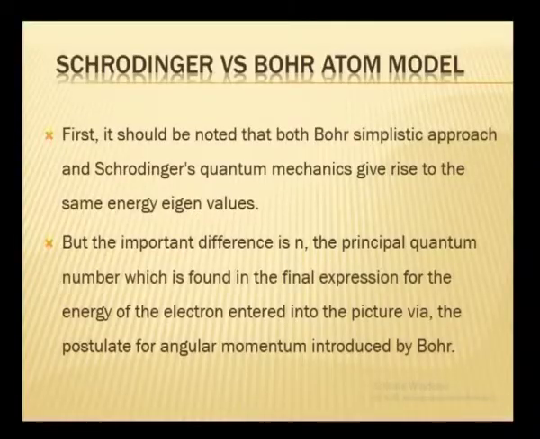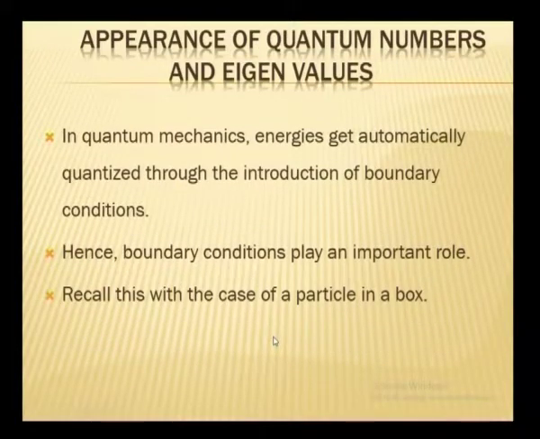Bohr said the electron should be revolving only in those orbits for which mvr should be equal to n h bar. It is a postulate. Postulates in physics or any subject should not be questioned, right? Postulate should not be questioned. So, n enters via a postulate, but here in quantum mechanics n comes automatically through the boundary condition.